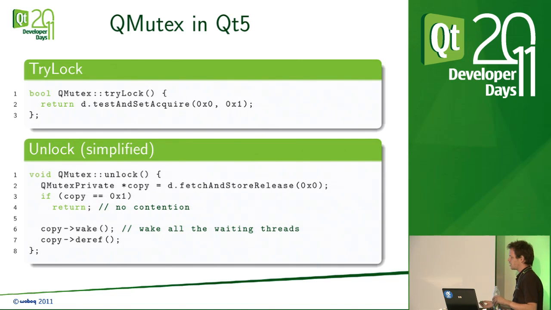And unlock is the same. We're going to change the value. When we unlock, we always reset the value to 0. If the old value was 1, it means there is nothing to do because no one was waiting. If it was not 1, it must be a pointer. It cannot be 0 because you cannot unlock a mutex which is not locked. So it's a pointer to a QMutexPrivate, and then we'll use the wake function, which is some platform-specific code, to wake all the threads that are waiting on this mutex.